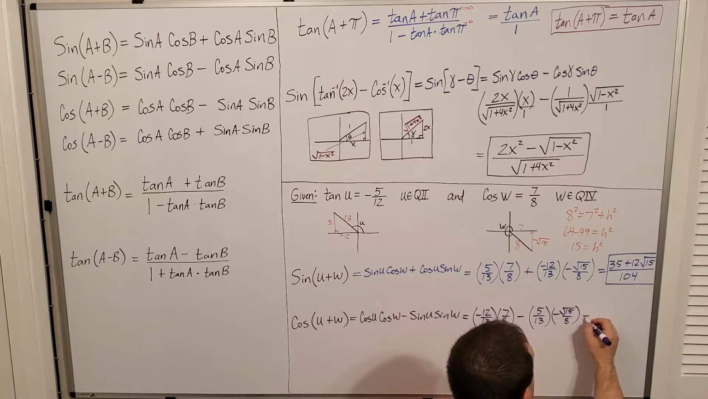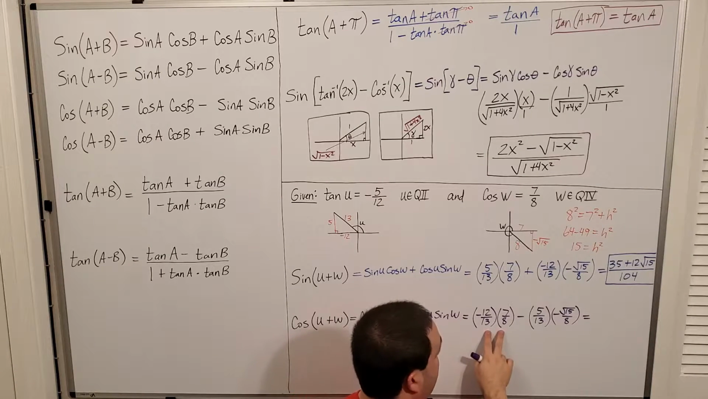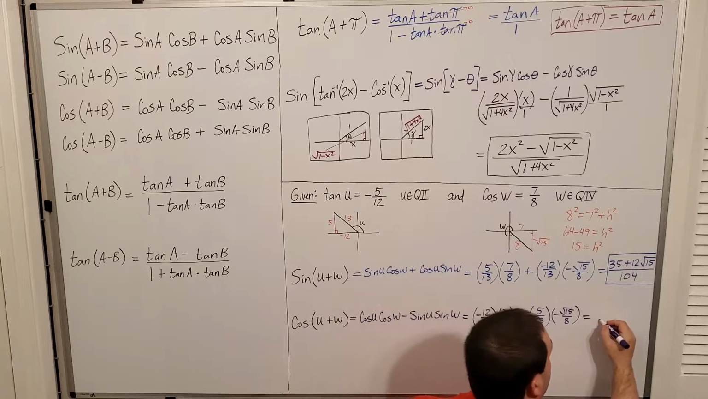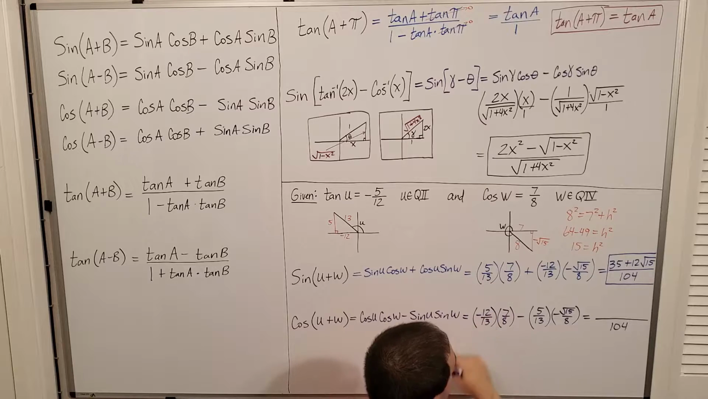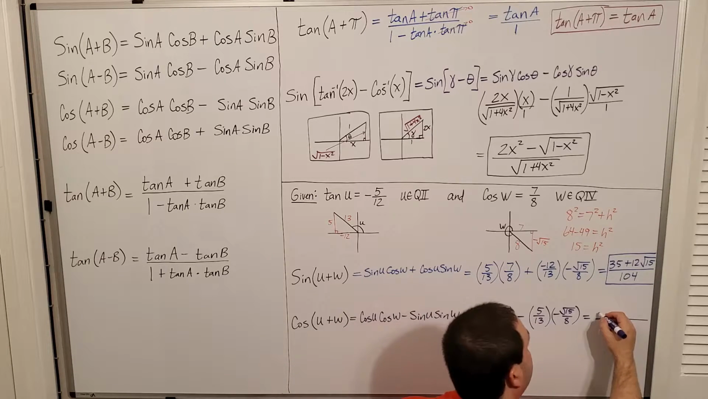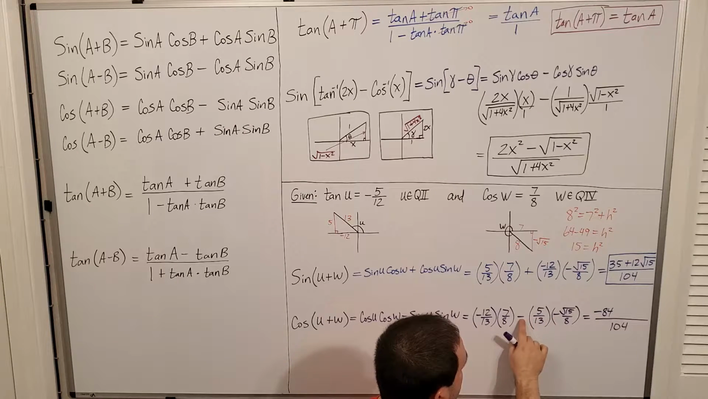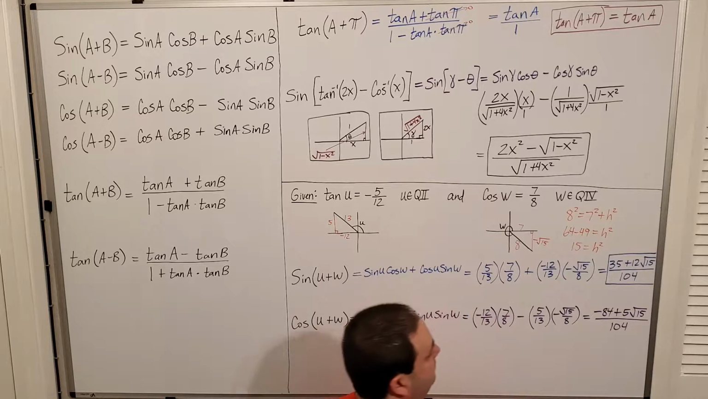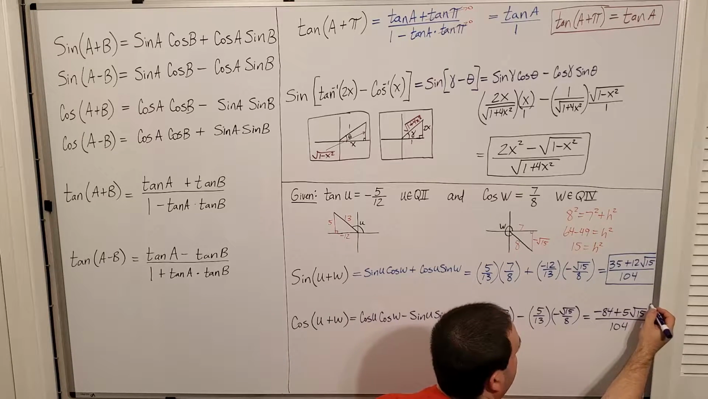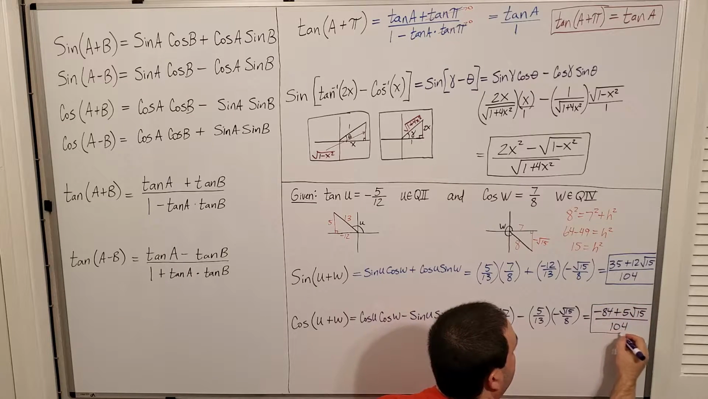Okay? So then let's see, again, my denominator is going to be the 104. My numerator this time, though, is going to be negative 84. Double negative here, so plus 5 square root of 15. Okay?